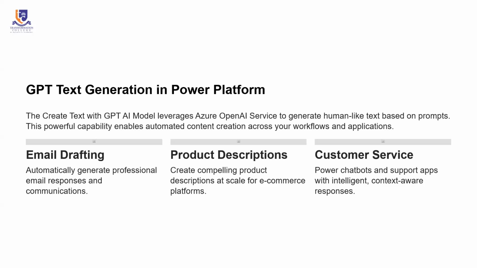We can compile product descriptions at scale for e-commerce platforms, and we can have Power chatbots for customer service that respond to our clients because they're context aware and have been trained on the company data. So this is how we use GPT in Power Platform, similar to Copilot.